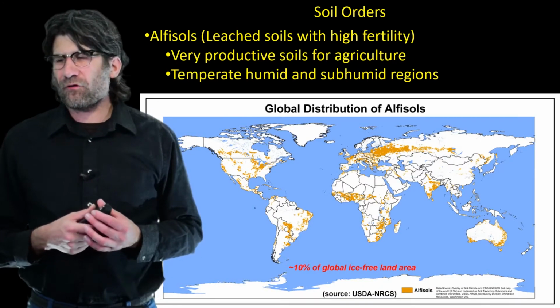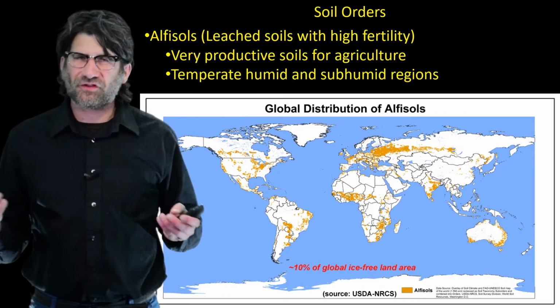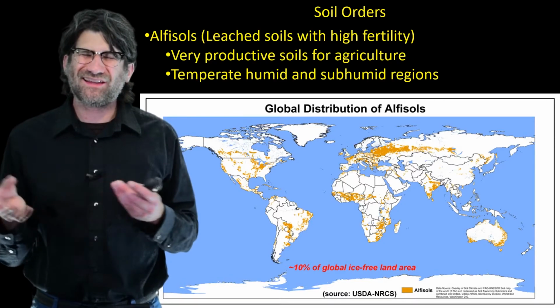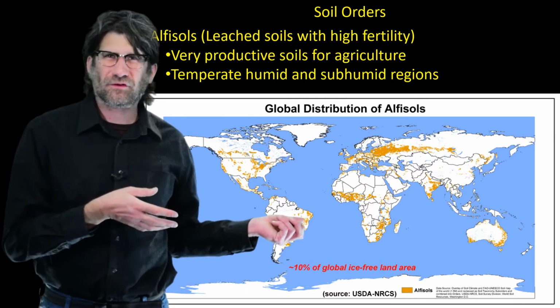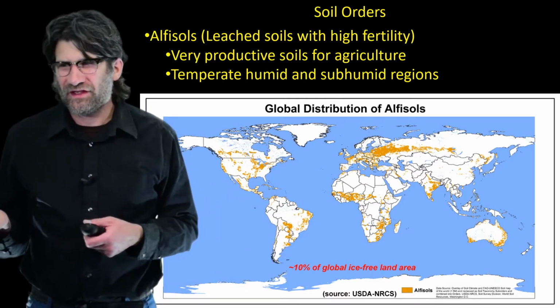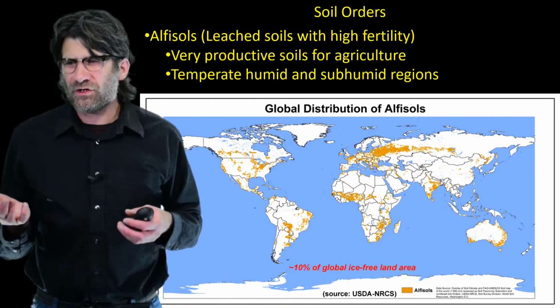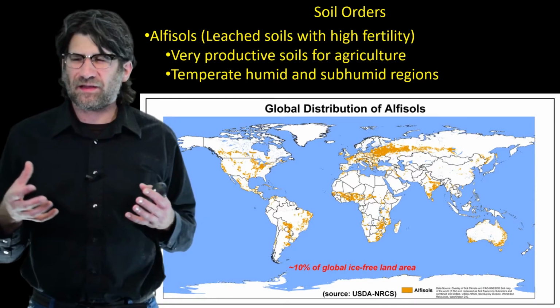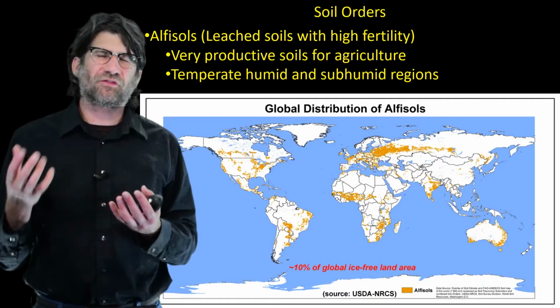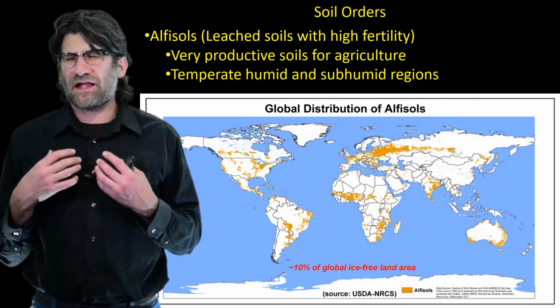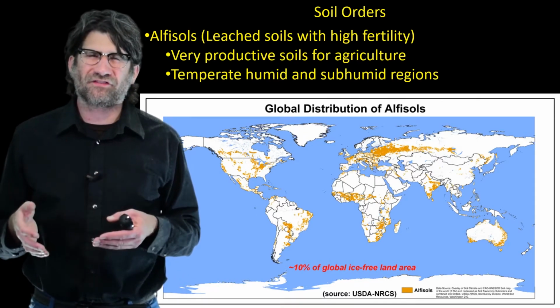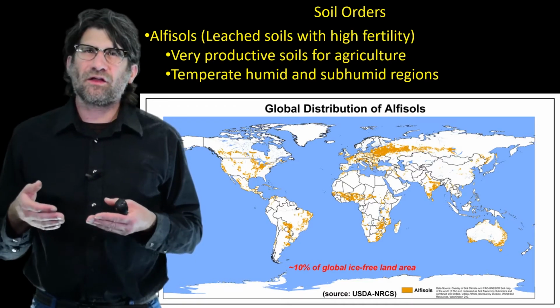All right, our alfisols, moving on. Alfisols are where essentially we're getting down to, well, if it's not one of the others, it has to be one of these. And so alfisols are soils that we see in temperate and humid regions, but they don't have spodic horizons. They're not as nutrient poor as a blasted, weathered ultisol.